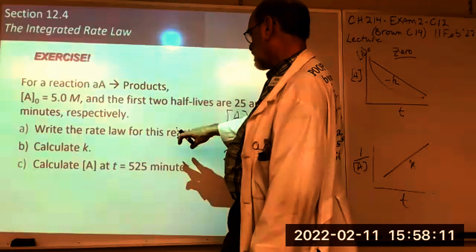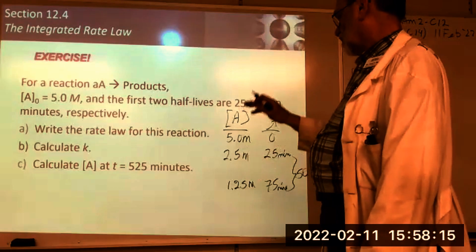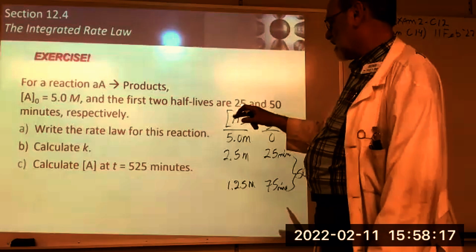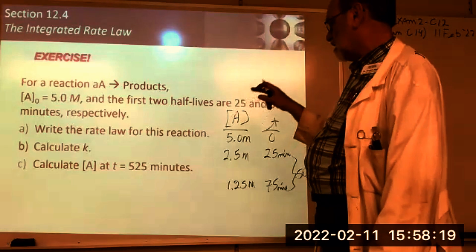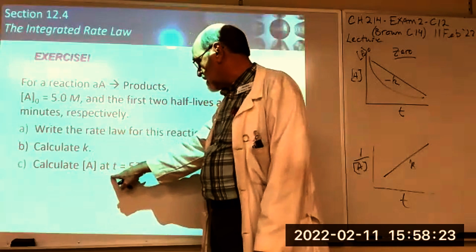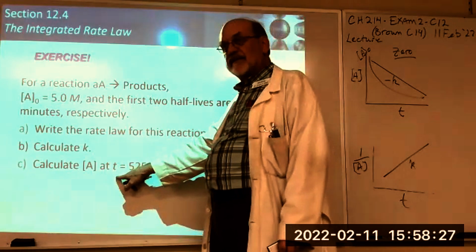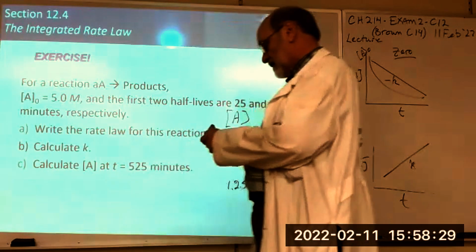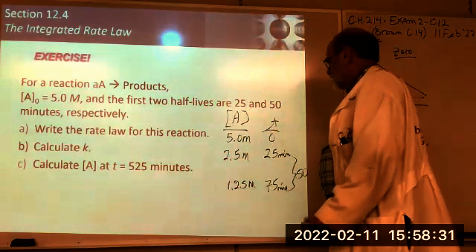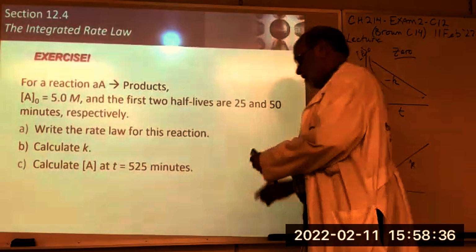There we go. So now we've got a data set we can work with. Write the rate law, since it doesn't tell us which one it is, calculate K, and then calculate A at T equals 525. When we finally get this information, we put it in the integrated rate law because it has a time term in it. I think I've got this one in a subsequent slide, so rather than mess up the board.